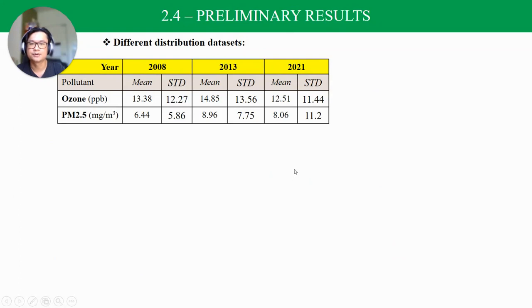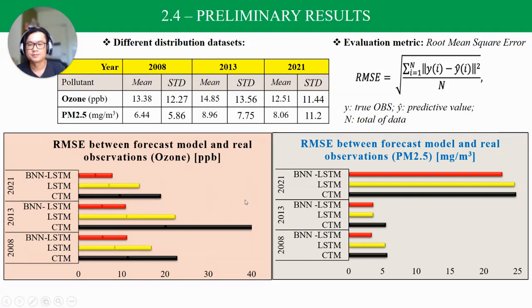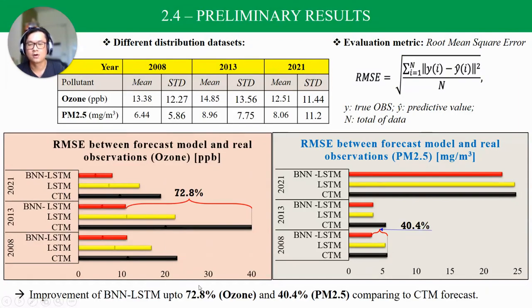I also applied the models to experiments on different datasets, from 2013 to 2021, for two types of pollutants. The first one is ozone, the second one is PM2.5, and I use root mean square error as the evaluation metric. The graphs present the performance of the model prediction in comparison with the two baseline models, the LSTM and the CTM. In all of the cases, the hybrid model significantly improves the prediction performance, reaching up to 72.8% for ozone and 40.4% for PM2.5 in comparison with the physical-based CTM forecast.